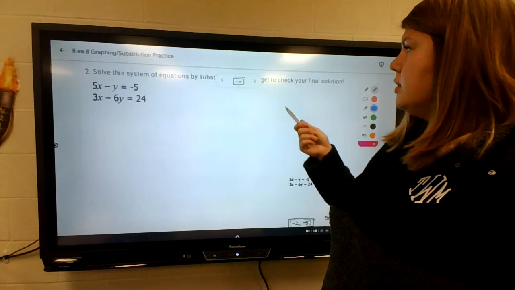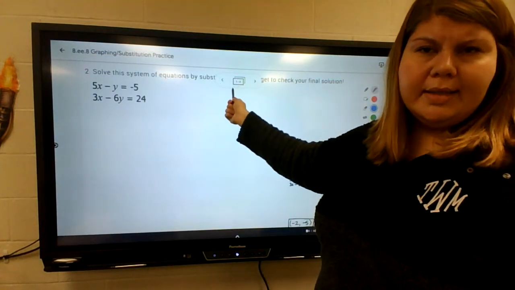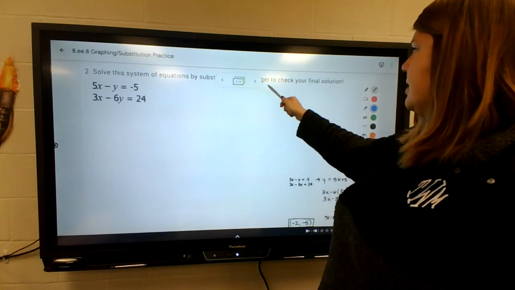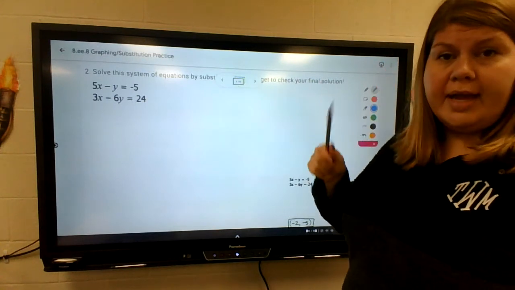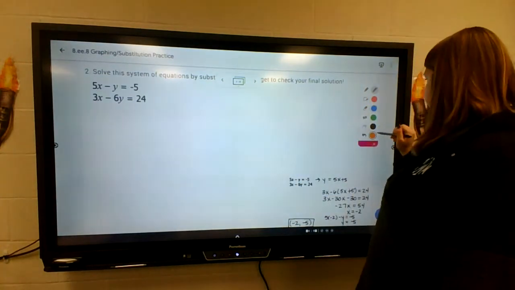So number 2 is talking about solving the system by substitution. This little thing will not be in your way. I don't know why it's in my way right now. And then it says, don't forget to check your final solution. Okay, I remind you every single slide. So we'll go ahead and get started.